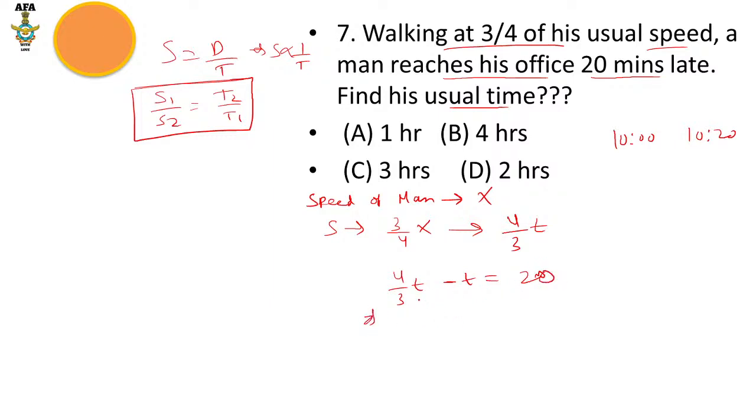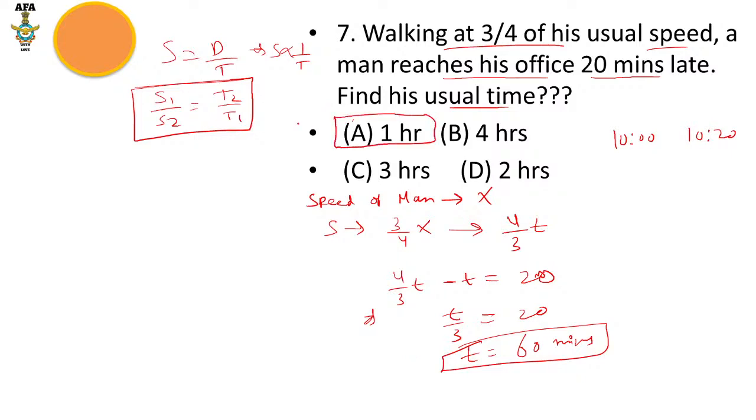What I will do? I will just calculate this one. So this will be 3 by 4 by 3 minus t, this will be t by 3. T by 3 will be equal to 20 and value of t will be equal to 20 into 3, that is 60. So 60 minutes, that is equal to 1 hour. So correct answer will be answer option A.